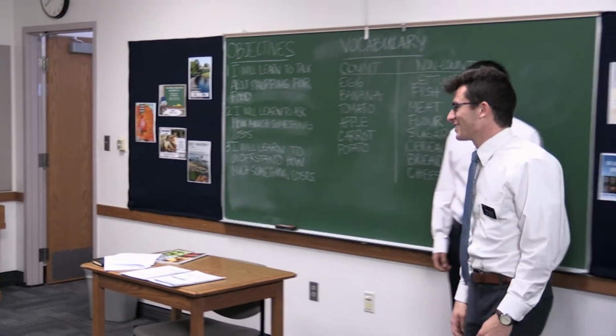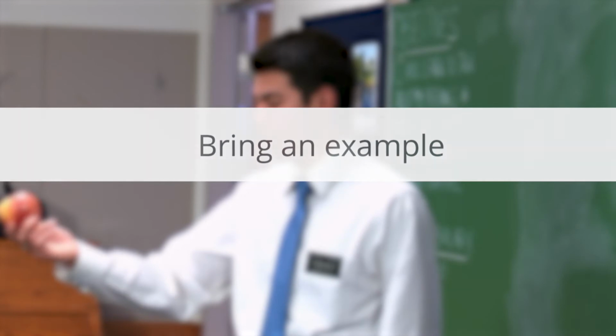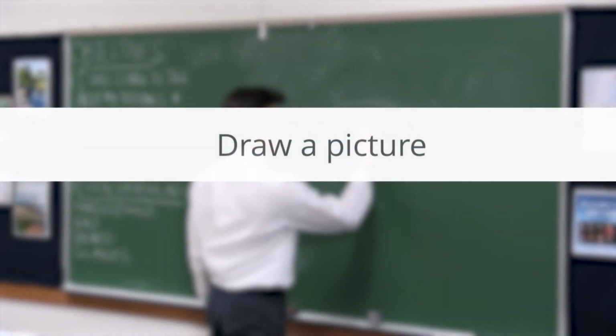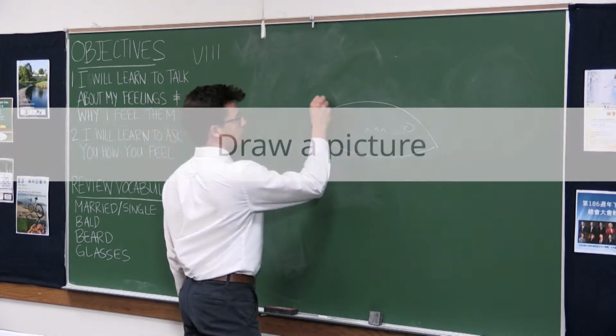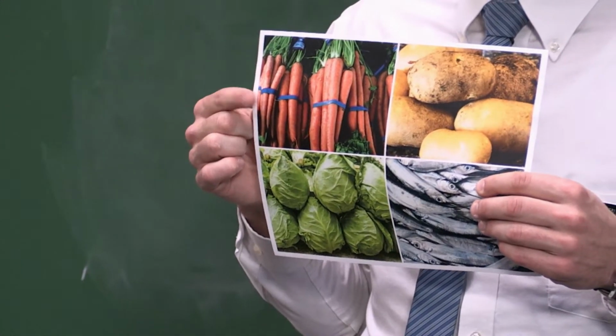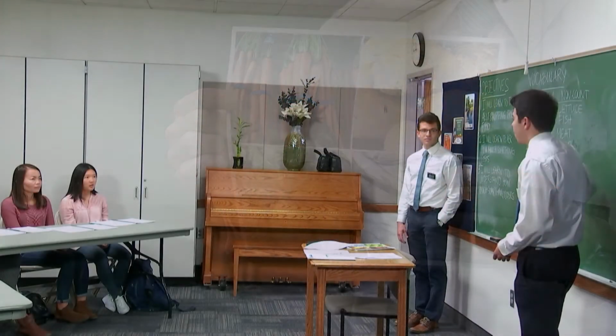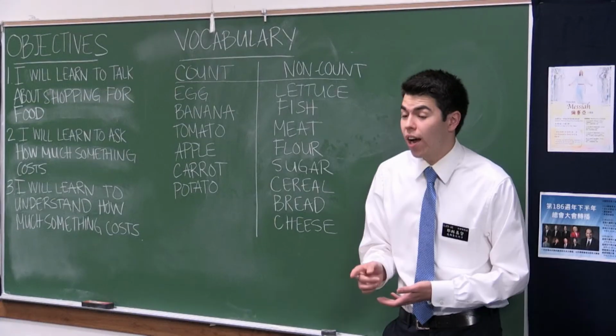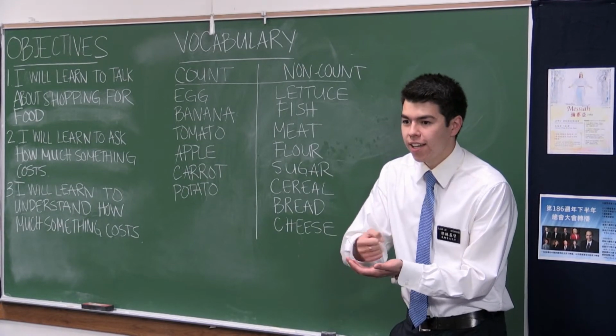Perfect. bringing an example item, This is an apple. drawing a picture, Fish. or showing a picture. Carrots. When other methods are insufficient, it's okay to translate. What is ground? And ground is more. More.